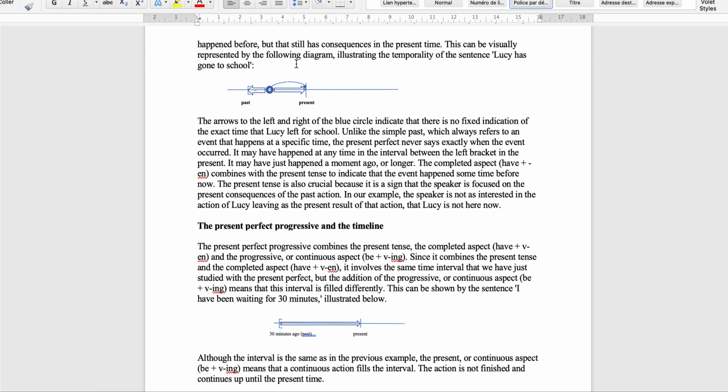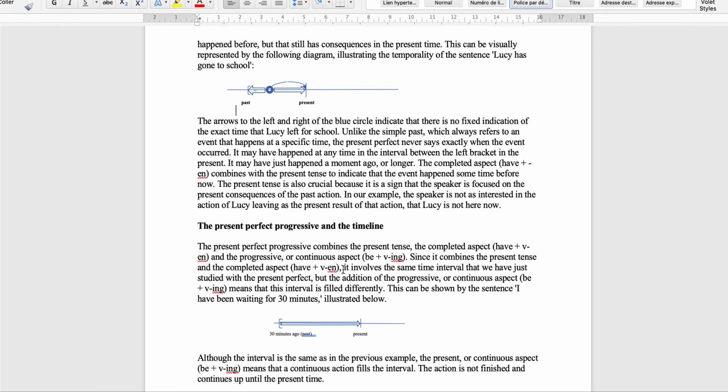Then if the action is already finished, and we're insisting on the link between the results of that action and now, we're going to use the present perfect simple. So that's one thing to be aware of: with certain kinds of actions that have an end, and when we indicate that they're already over, we're going to use the present perfect simple.